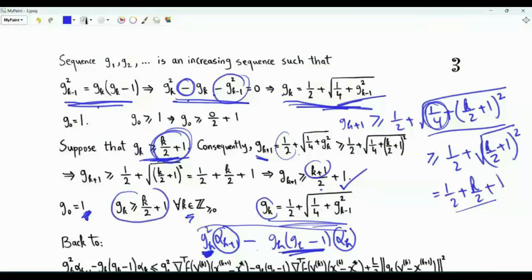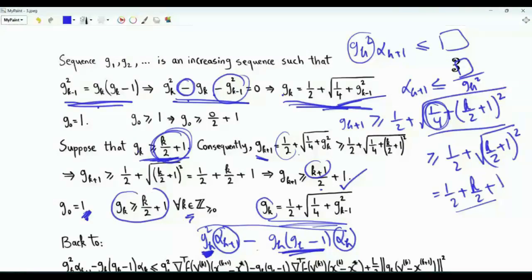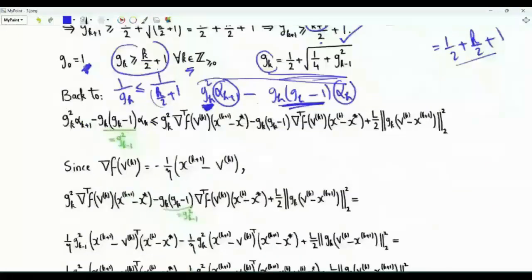We also have this very important bound. Why is this bound important? I'm getting ahead of myself. If g_k squared alpha k plus 1 is shown to be less than or equal to some positive quantity, then we can divide by g_k squared. g_k is greater than or equal to k over 2 plus 1. So 1 over g_k is less than or equal to 1 over k over 2 plus 1. 1 over g_k squared is upper bounded by 1 over 1 plus k over 2, all squared. And this is exactly the result that we are interested in. Let's go back to our inequality.